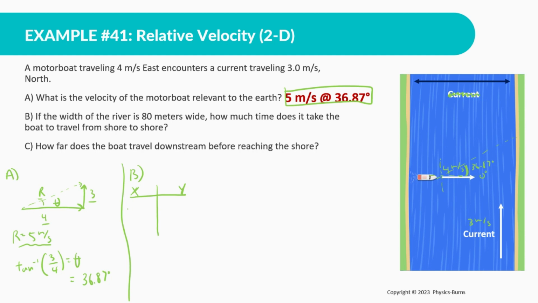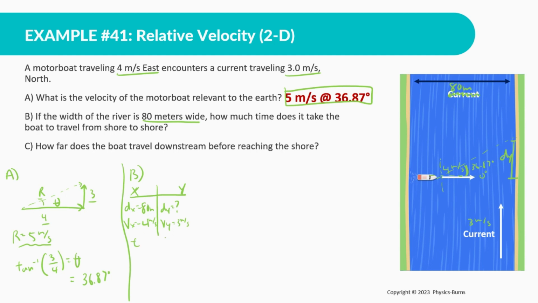I know that the distance in the x direction, if it's going 80 meters wide, is 80 meters in the x direction. We know that this boat is going to travel some distance in the y direction. I'm going to call it dy, but we don't know what that is currently, so I'm just going to put a question mark. We know that in the x direction the boat is going 4 meters per second. In the y direction, it's going 3 meters per second thanks to the current.